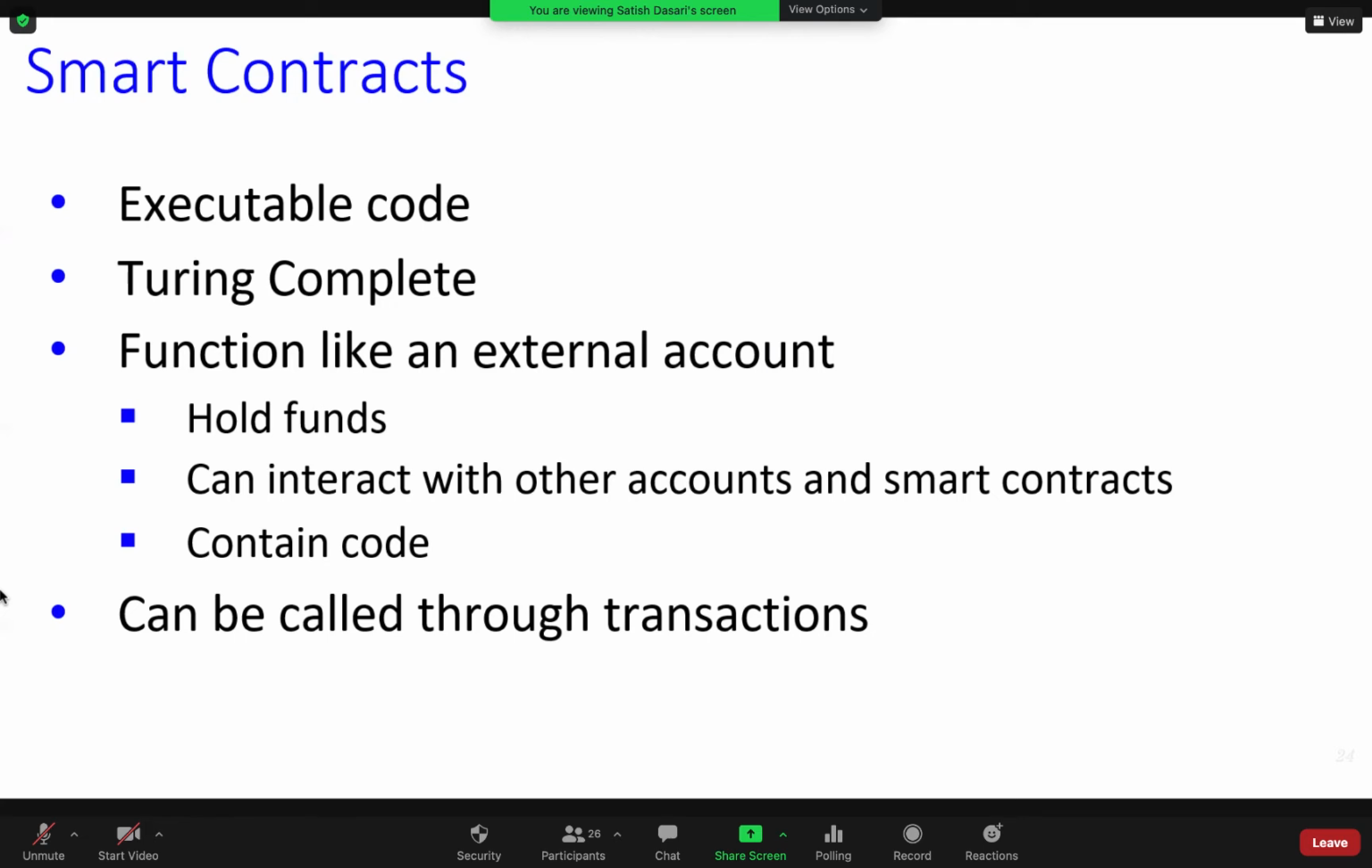A smart contract, out of its own logic, is executable code, as I mentioned. It's Turing complete. Bitcoin is not Turing complete; it's halfway to Turing. But Ethereum is absolutely a modern programming language, fully Turing complete.